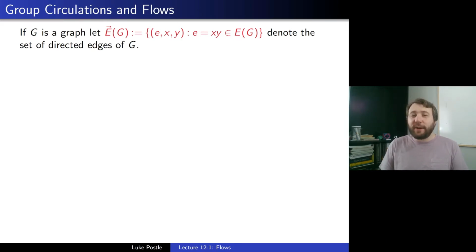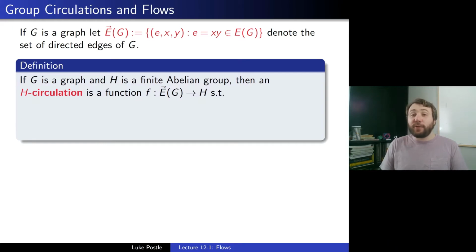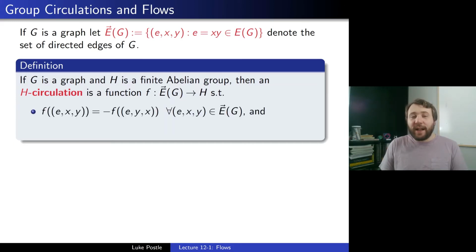Then here's our first key definition, called circulation. So if G is a graph and H is a finite abelian group, then an H circulation is a function f from these directed edges to values in H, such that the value of an edge in one direction is equal to the negative of the value in the other direction. And again, negative or inverse is a well-defined concept for groups.